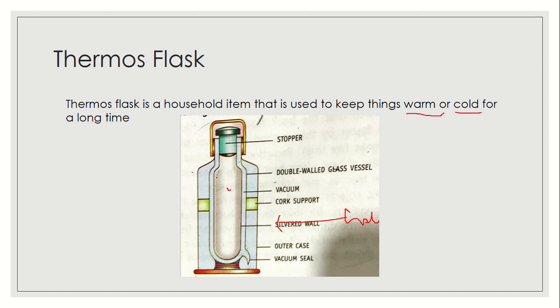And as you can see, this thing is silvered, so that radiation doesn't happen and it reflects back. And there are cork supports over here, so that the glass vessel gets support and is protected from breaking.